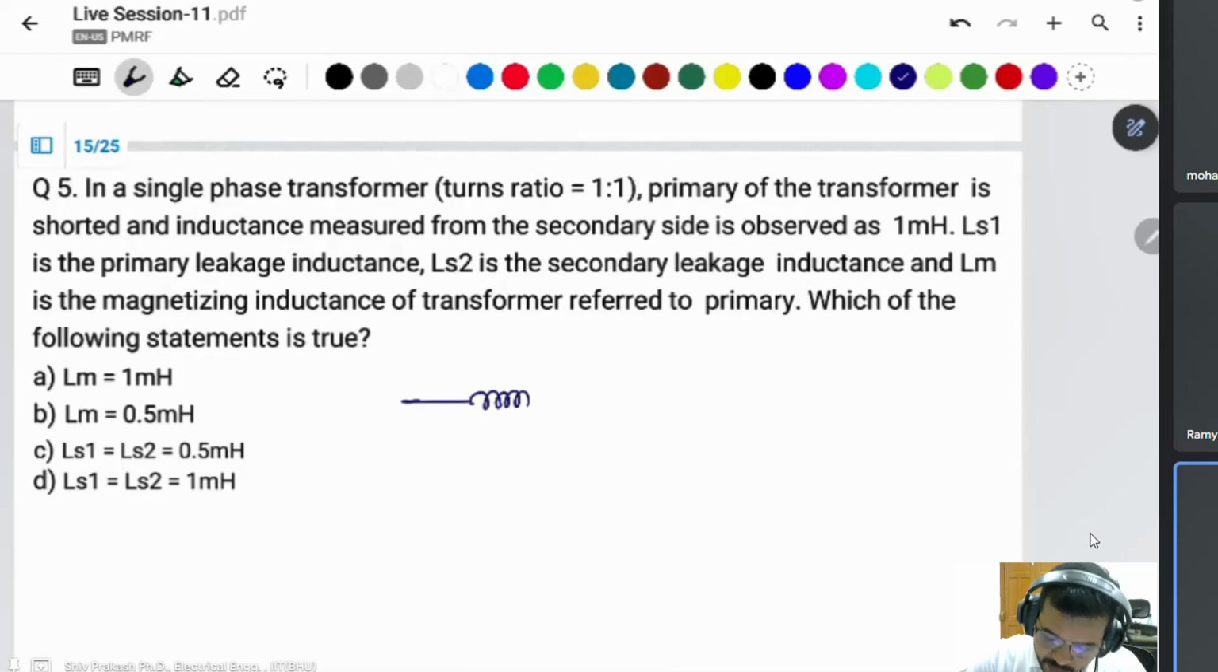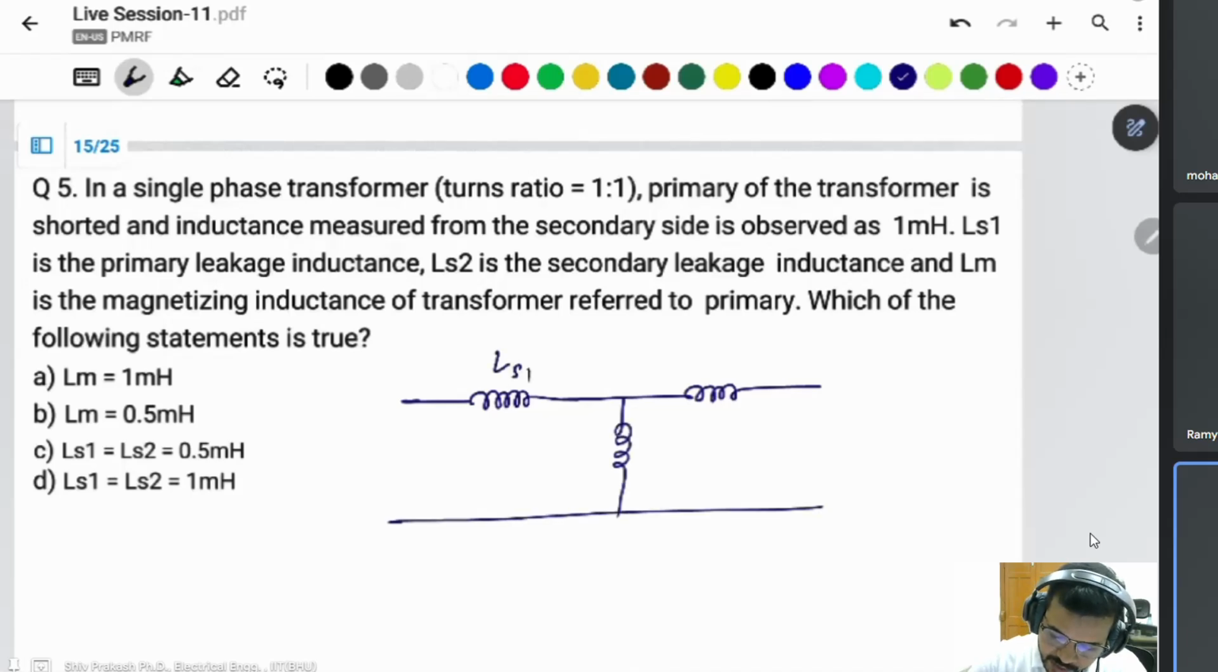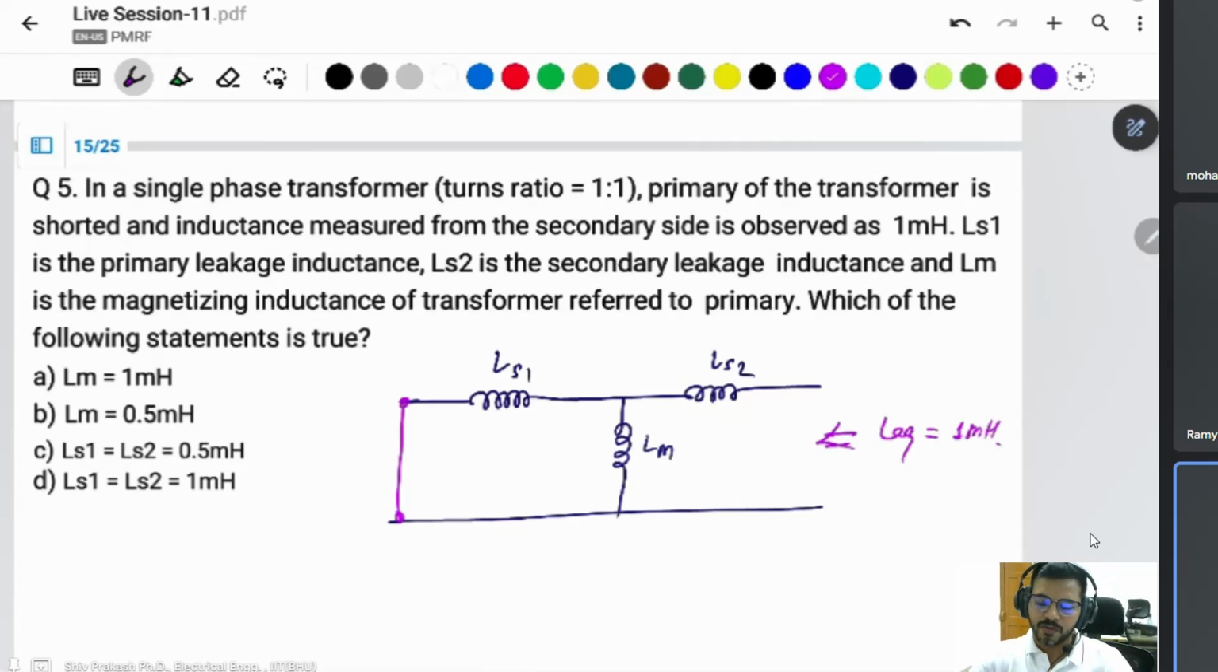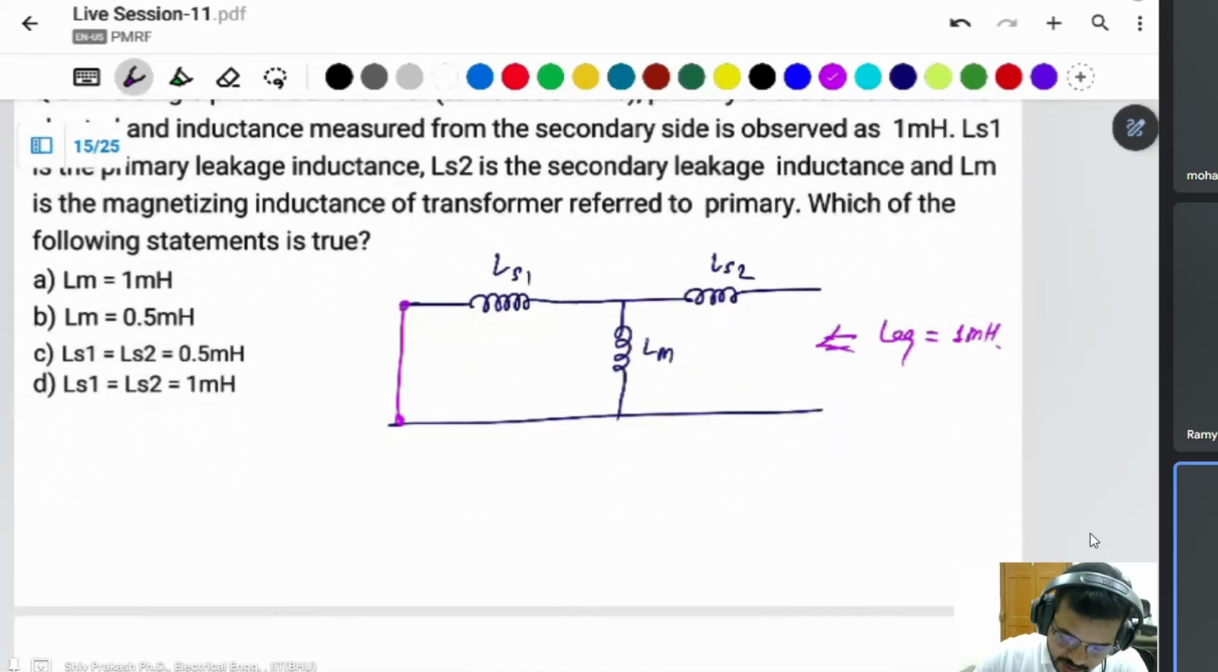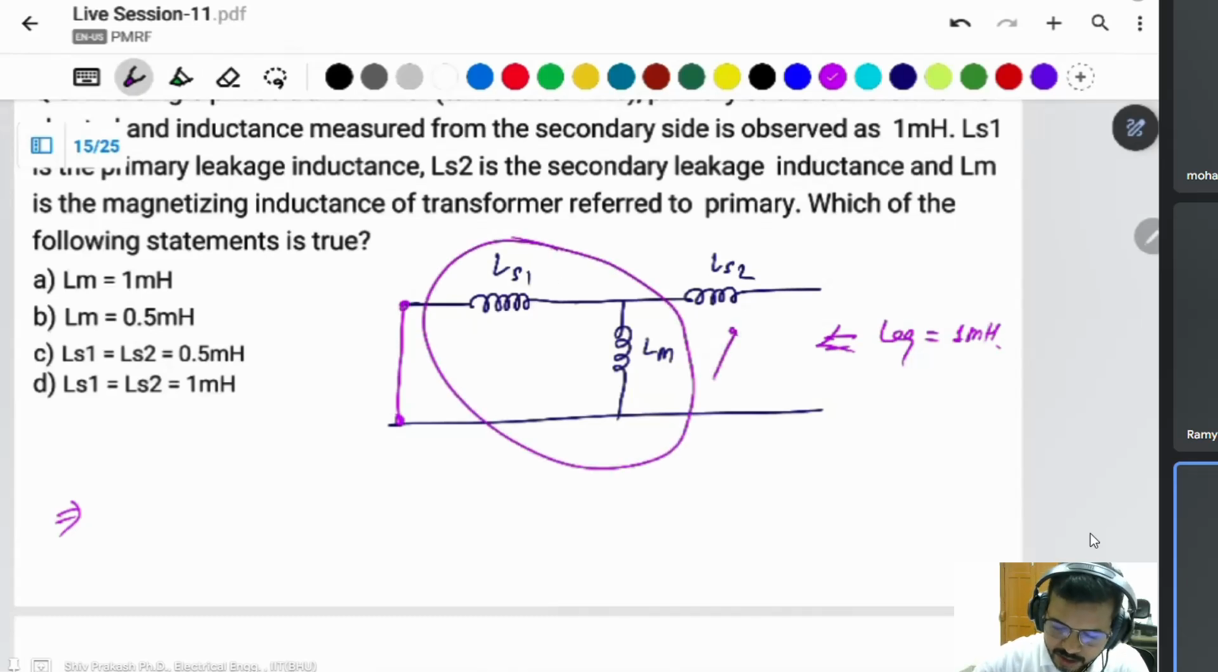For a transformer, if you neglect the resistance, the equivalent circuit diagram looks like this. This will be LS1, this will be LS2, and the magnetizing inductance. In the question given, the primary side is short circuited, and the equivalent inductance on the secondary side is given as 1 millihenry. Then we will be asked about the statement. First calculate this one. You know both are connected in parallel, then connected in series. You can simply use the series-parallel combination.